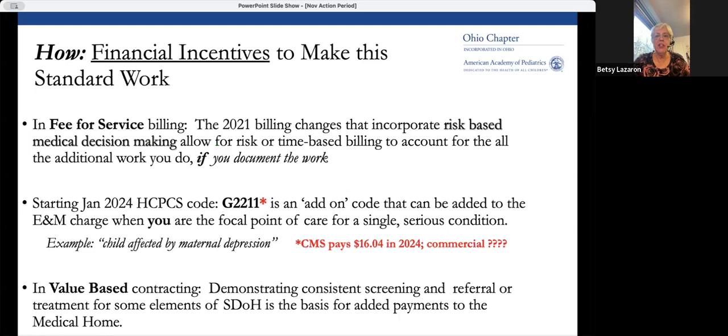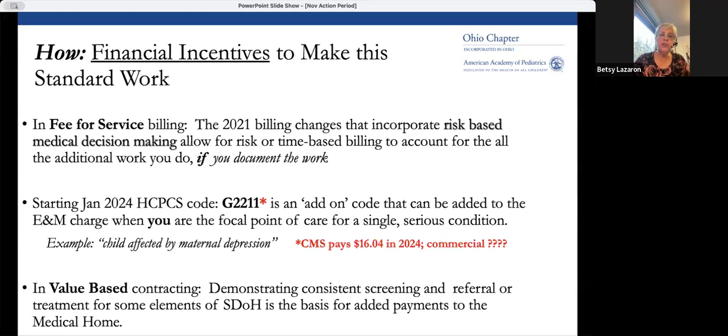Now, the G2211 that I mentioned as an add-on code, I want you to start using it liberally. CMS, which is Medicare and Medicaid, pays about $16 for this code. Anthem, Humana, and Aetna are all paying for this as well in Ohio. Some of the other ones you have to kind of look up. That's hit or miss since this is such a new code. But as long as you're billing it with a code that includes something like child affected by maternal depression, then this is a legitimate thing to add into your well child visit.